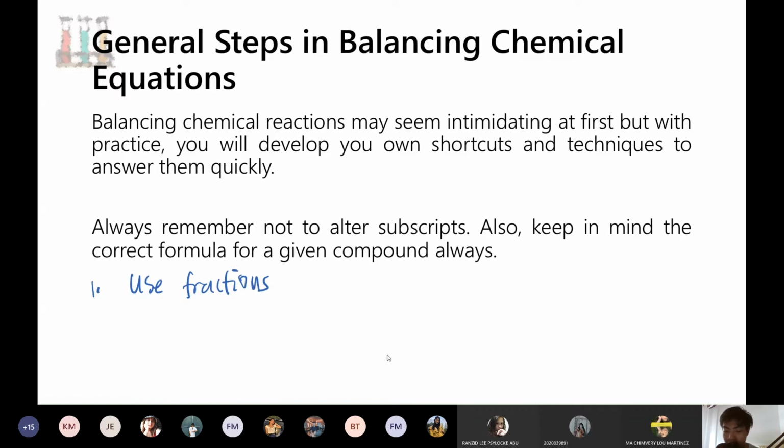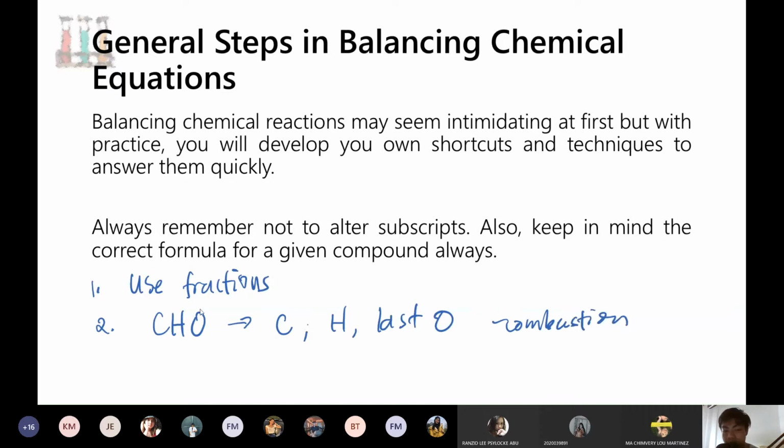So, you use fractions, then for CHO, ano yung binabalance? Carbon first, hydrogens then, lastly, oxygen. So, ganyan yung pagbalance. Pag may nakita kang CH or O or combustion reaction, you do this. So, ito yung mga ibabalance mo. Carbon muna, then hydrogen, then oxygens. Okay? Third one.